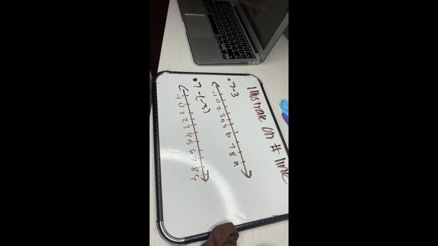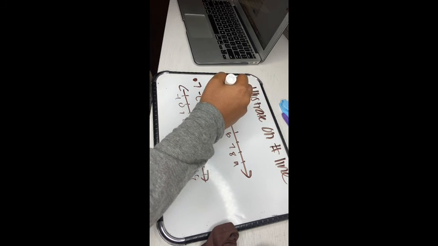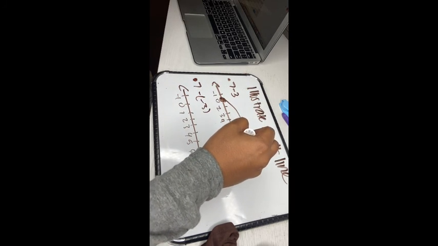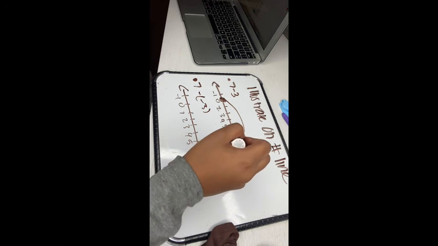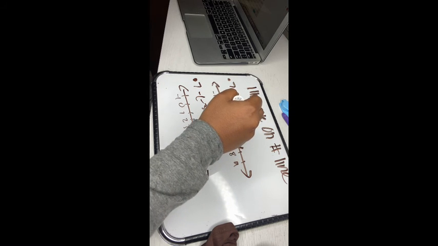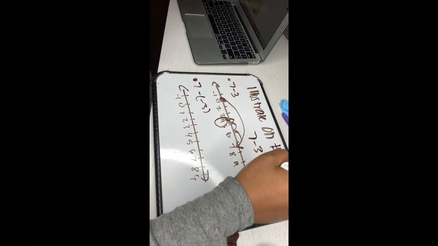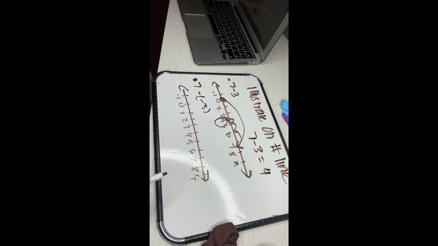Now we are illustrating on a number line. We start at 0, and we're going to 7. At 7, we're subtracting 3. 1, 2, 3, which gives us 4. 7 minus 3 equals 4. So as you were subtracting, you go left. When you're adding, you go right.